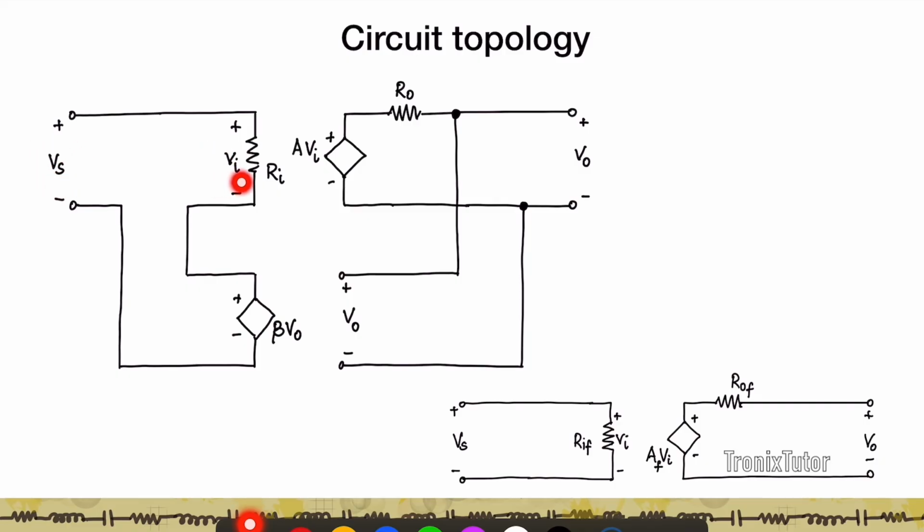Vs is going to drop essentially across Vi and Vf. So Vf is going to steal Vs away from Vi, right? So that's the negative feedback. So this is what is the simple topology of a series shunt.